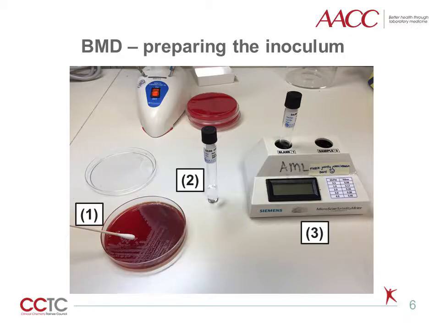The antimicrobial susceptibility testing begins with preparation of the inoculum. The first step is to select 2 to 3 isolated colonies with a sterile cotton swab, usually from an overnight culture grown on non-selective media. Second, suspend the colonies in saline or sterile water. Third, adjust the suspension to obtain the desirable turbidity, usually 0.5 McFarland standard, which can be read by a turbidity meter. 0.5 McFarland is roughly 1 to 2 times 10 to the 8 CFU per ml.